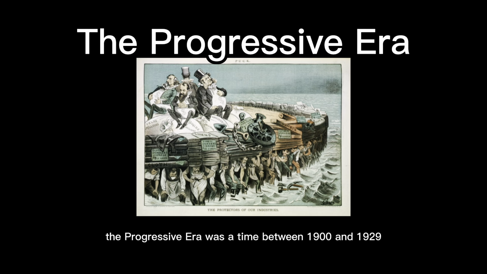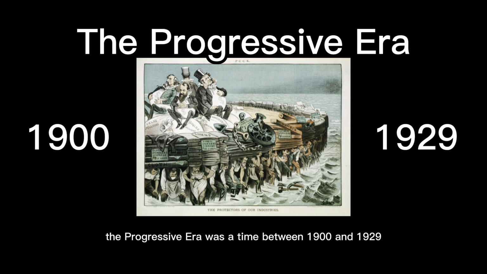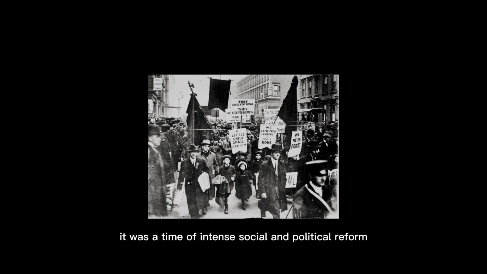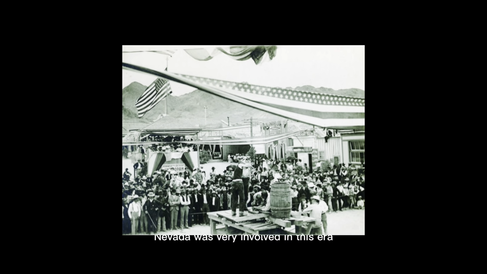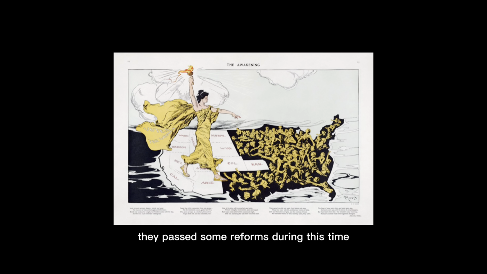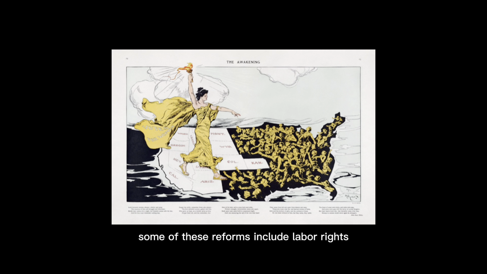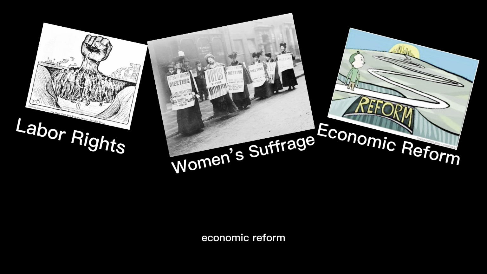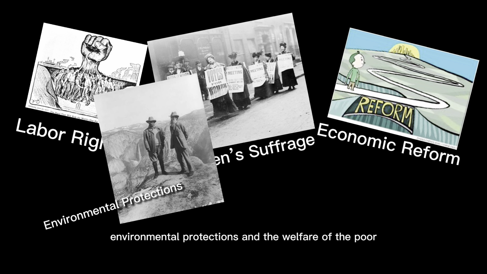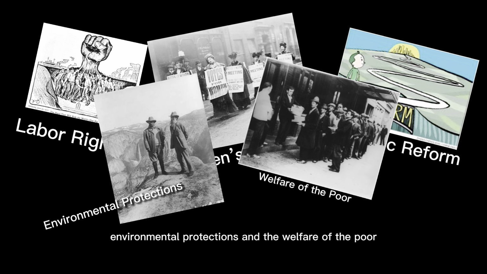The Progressive era was a time between 1900 and 1929. It was a time of intense social and political reform aimed at making progress toward a better society. Nevada was very involved in this era. Progressivism swept through Nevada. They passed some reforms during this time on the behalf of the citizens. Some of these reforms included labor rights, which guaranteed 8-hour workdays. It also included women's suffrage, economic reform, environmental protections, and the welfare of the poor, including poor immigrants.